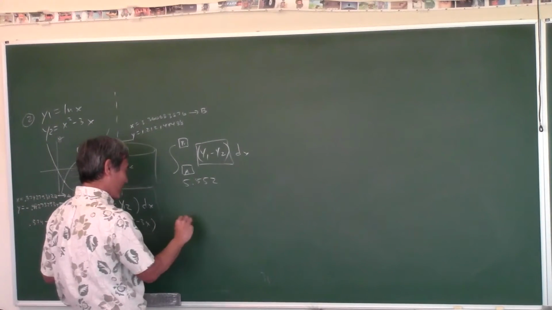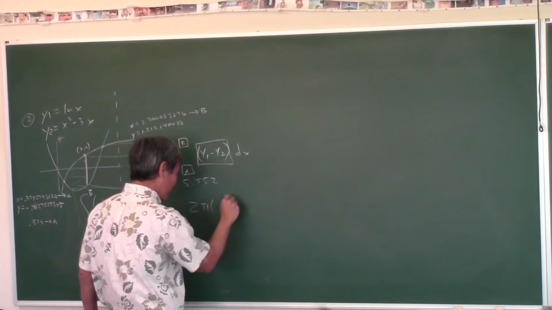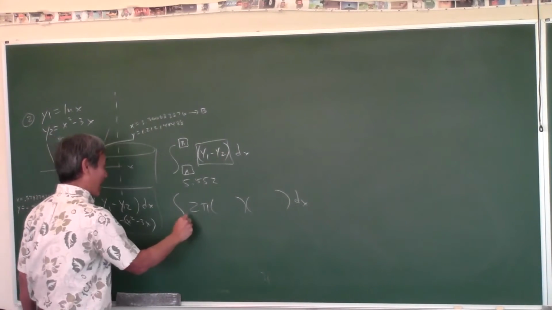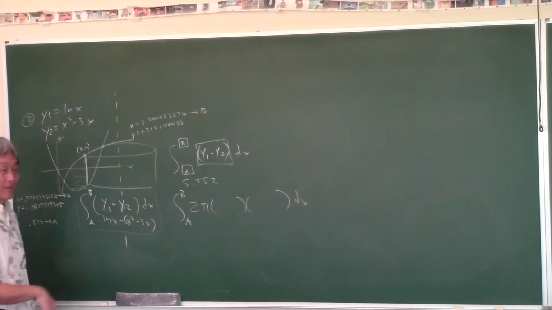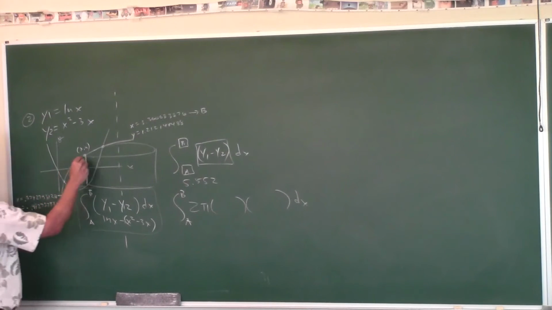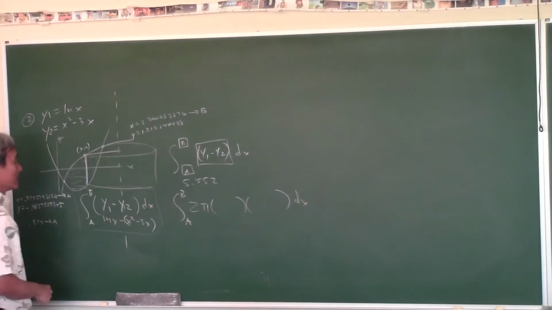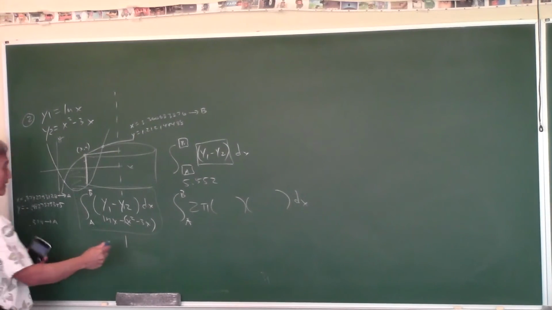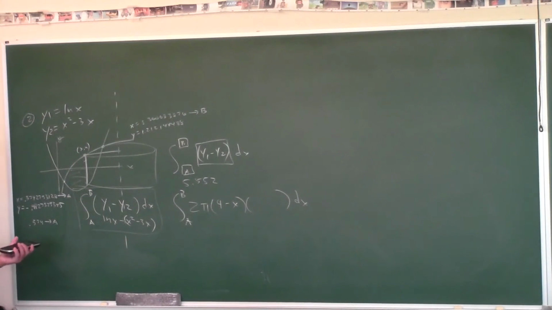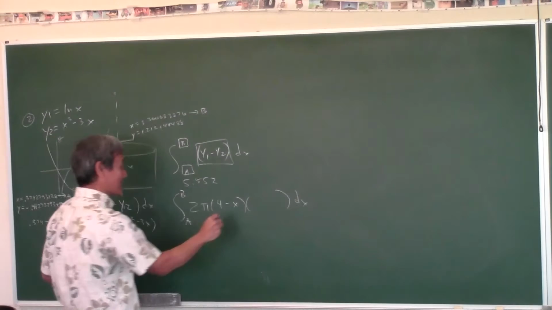So what's the formula for the shell? 2 pi radius height dx. And I'm going to add them all up from A to B. Every single problem is going to be from A to B, right? Yes. Okay, so first of all, what is the radius right there? 4 minus x, very good. 4 minus x. And then the height of the shell is simply the length of the rectangle, which is y1 minus y2.